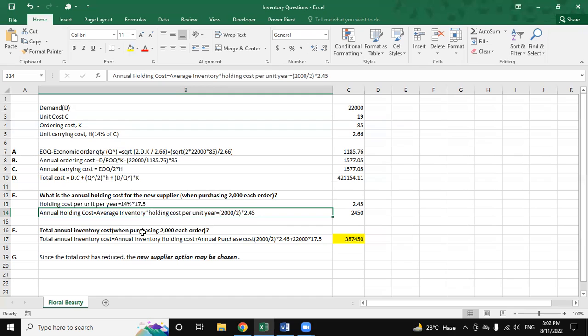Similarly, for part F, the total annual inventory cost when purchasing 2,000 each, here we have to provide the annual inventory holding cost plus the annual purchase cost. Then there is a formula here. We have applied it, and the final value that is coming is 3,87,450. Since the total cost has reduced, the new supplier option may be chosen.